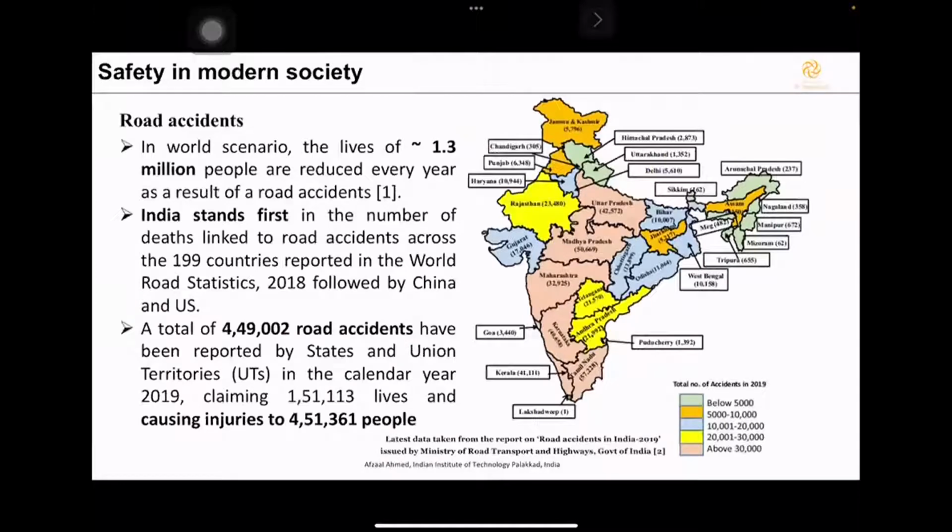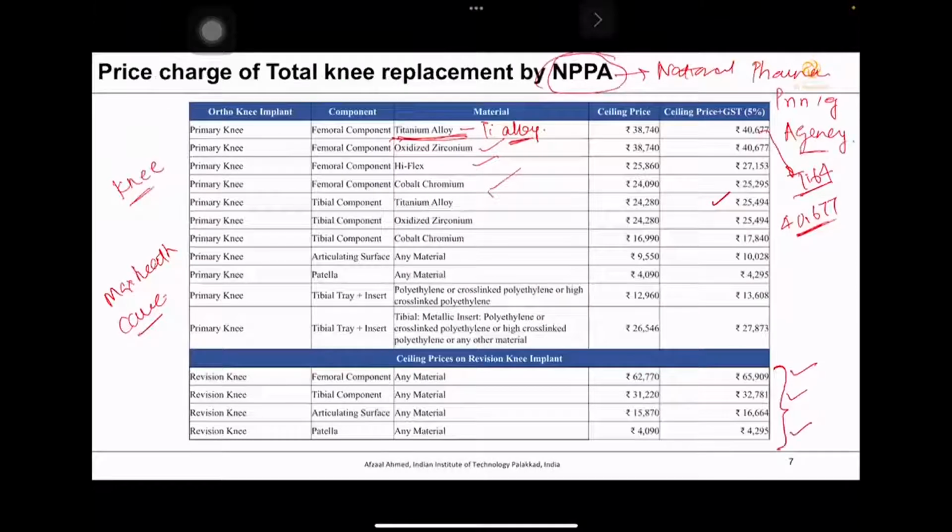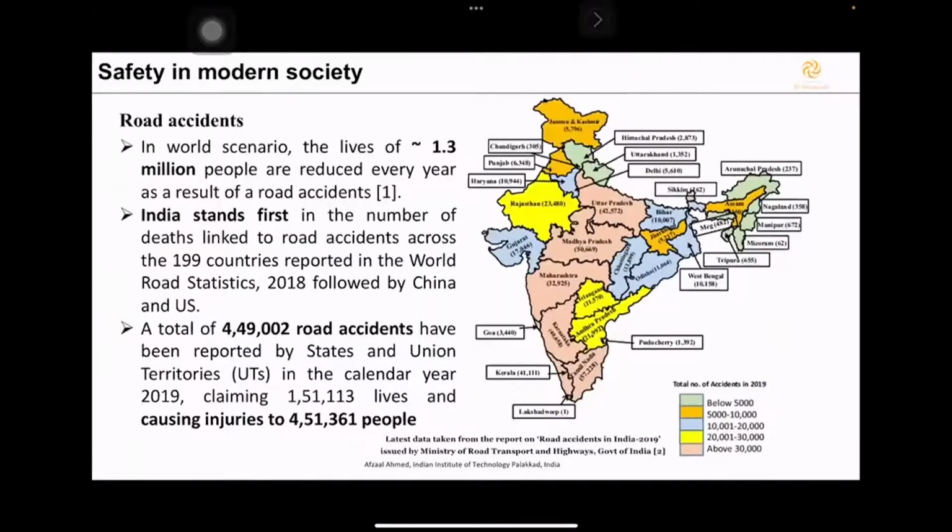Now, this is a very important slide. Since I talked about the replacement price here, everything depends on the need. Where is the need coming from and where is the demand? The demand comes from this particular slide. If you see, in the world, 1.3 million people lose their lives every year because of road accidents.